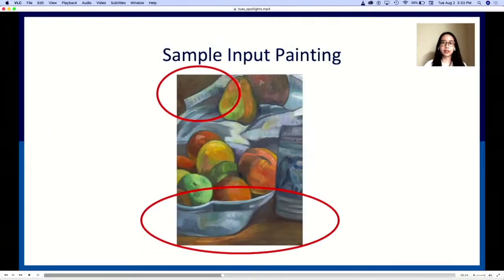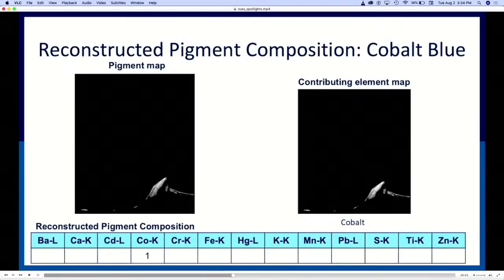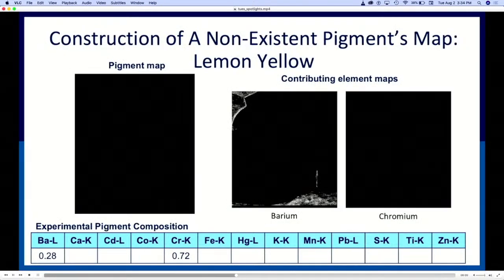To test the accuracy of our algorithm, we use selected areas in a sample painting with known pigment distributions and compositions. After adding random numerical noises to the cobalt blue row in the element proportions matrix, we tested whether the model could correctly reconstruct this row. We see the model correctly performs the reconstruction. The test area doesn't contain lemon yellow. We see in the lemon yellow map the algorithm correctly ignores the noise signals.